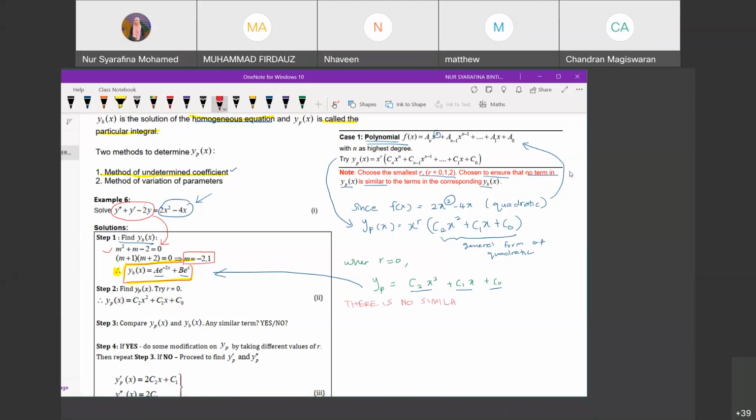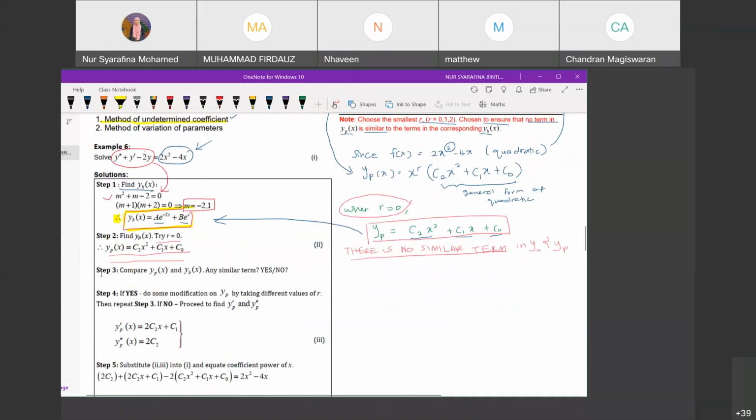Sometimes we are going to have a similar term. But for this example, there is no similar term in yh and yp. So when there is no similar term in yh and yp, we choose r equals 0 in your yp. When r equals 0 and there is no similar term, then that is your yp. Now this is your yp. What's next?